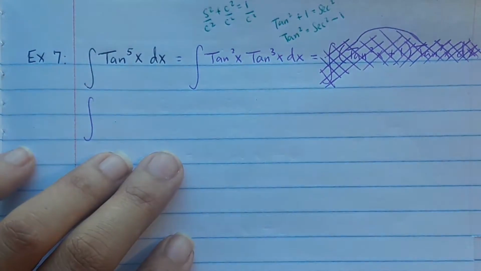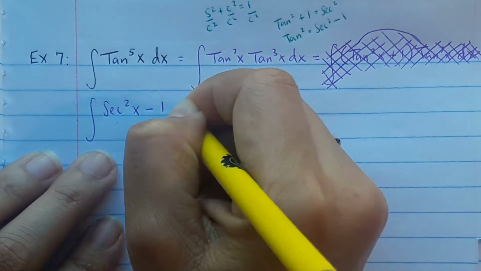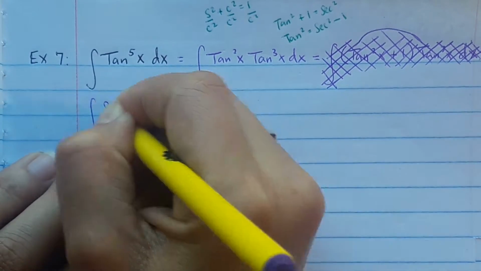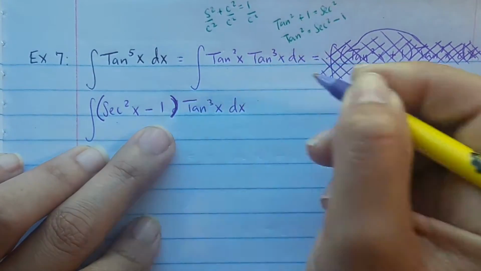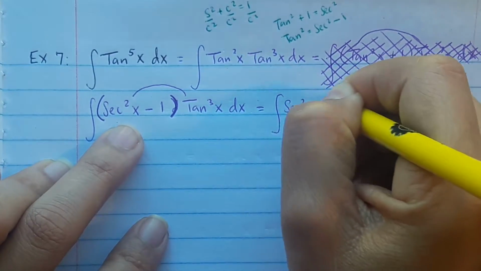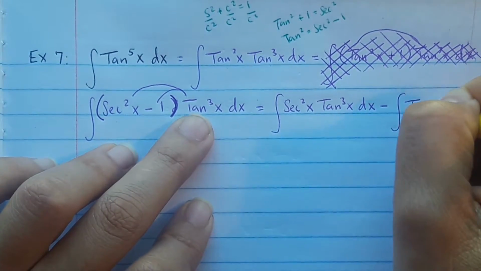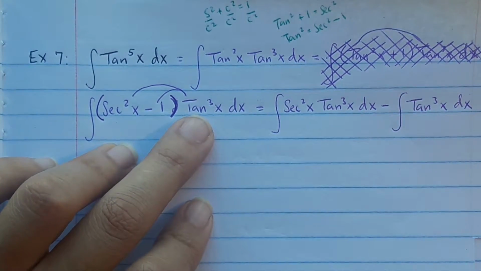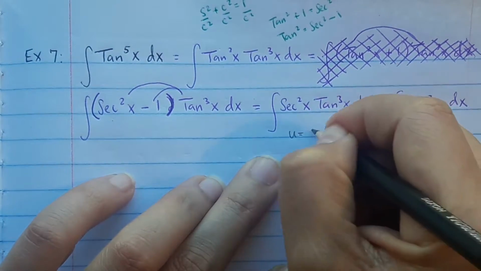So tan squared x equals secant squared x minus 1. Replace tan squared with that, and you're multiplying all of that by tan cubed x dx. Go ahead and distribute and separate the integrals. So you're going to get the integral of secant squared x tan cubed x dx minus the integral of tan cubed x dx. Alright, in this first integral, let's let u equal tan x.